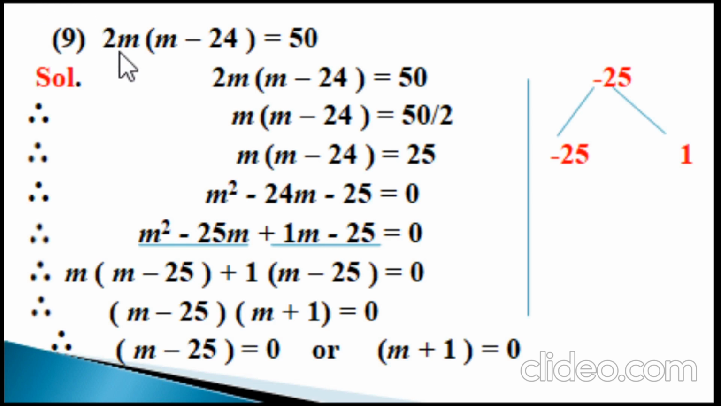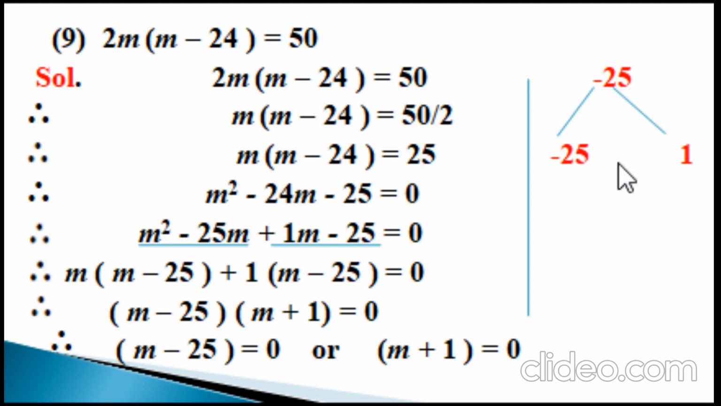Then here question number 9, 2m bracket m minus 24 is equal to 50. Here we have to solve this. 2m m minus 24 is equal to 50. Therefore 2 goes to the right hand side of the equal sign. Then we get m bracket m minus 24 is equal to 50 upon 2, that is 25. Solve this. M into m square, m into 24, minus 24m minus 25 is equal to 0.